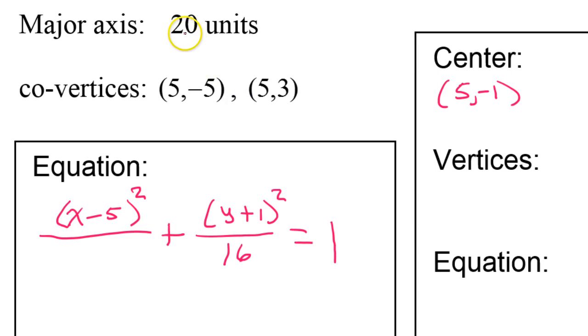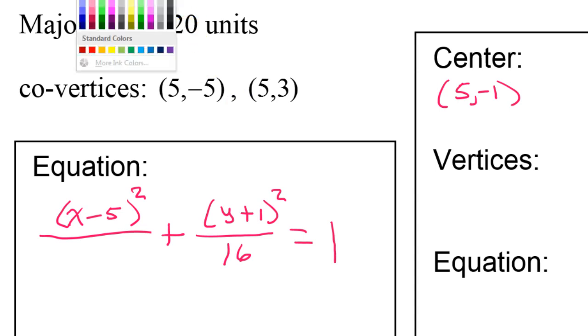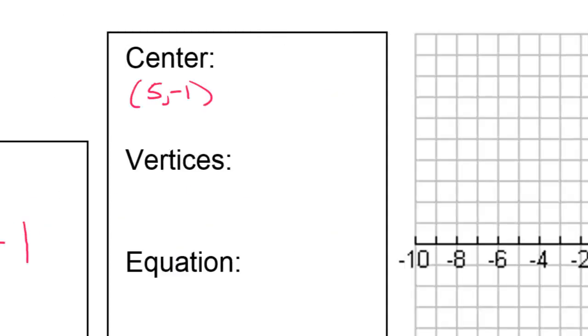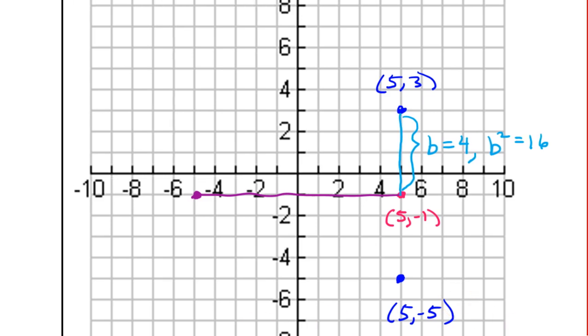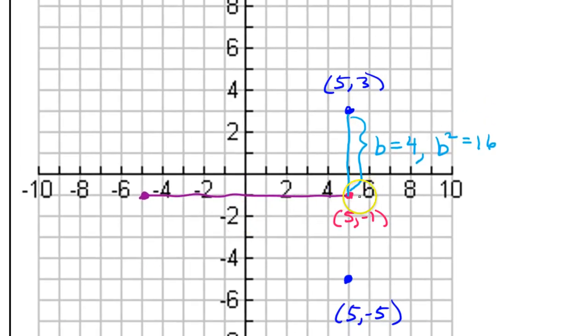Now I'm going to use the fact that the major axis is 20. So because the major axis is 20, it's got to pass through the center, of course. But a total of 20 means 10 in each direction. So if I go 10 to the left, that's going to put me right here. So that should be a vertex. And if I go 10 to the right, and I'm going to have to estimate a little bit, because it's obviously going off the graph here, that's going to be about here.